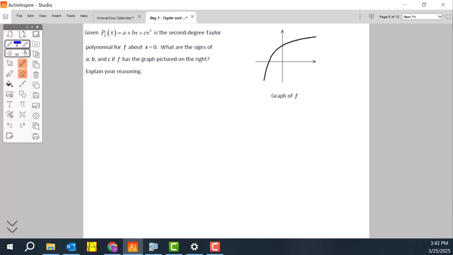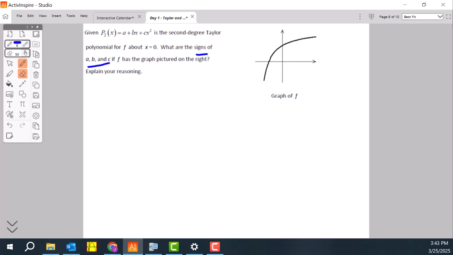So let's look at this problem. We have a graph of f, and we're given that the second degree polynomial is this right here, a, b, and c. That's the second degree Taylor polynomial about x equals 0, so centered on 0, or in other words, it's the Maclaurin polynomial. What are the signs of a, b, and c if f has a graph pictured to the right, and explain your reasoning.